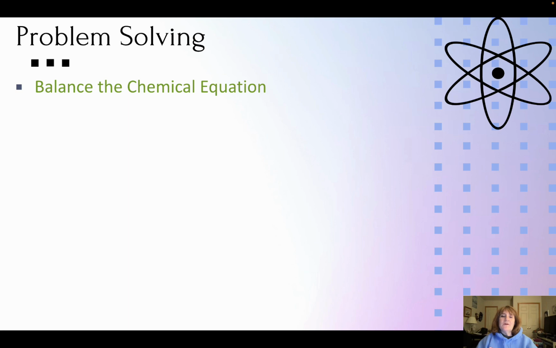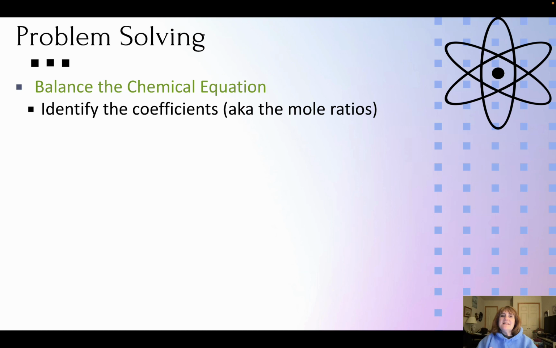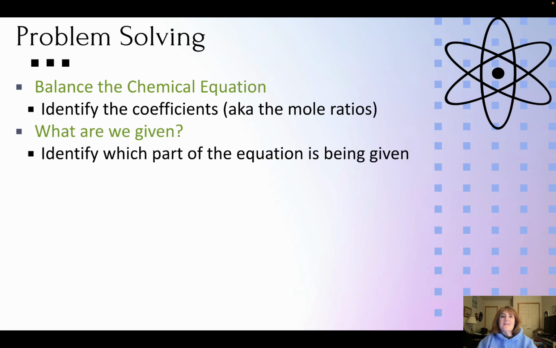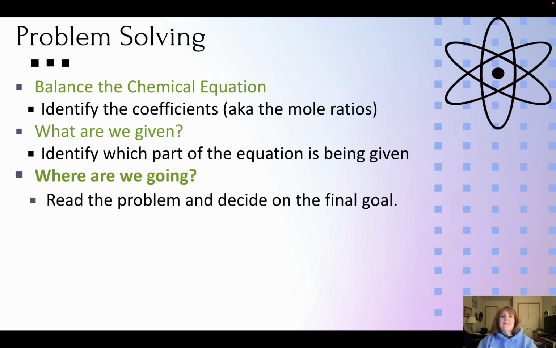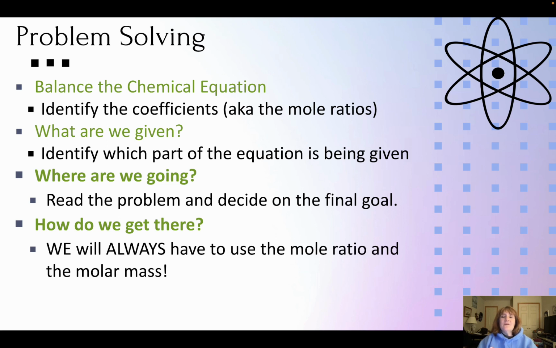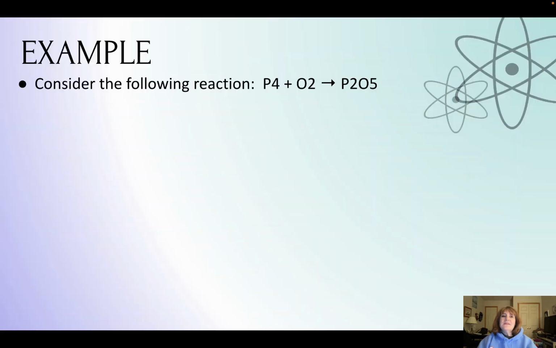So in order to problem solve, you have to balance a chemical equation, sometimes even write one, that is, identify those coefficients, the mole ratios. Always start with what you are given. Identify the part of the problem in the equation that is being used. Look for where you're going. Identify the part of the equation that is your final goal. And then you're going to make a plan of how to get there. We will always use mole ratios and molar masses. So consider the following problem.